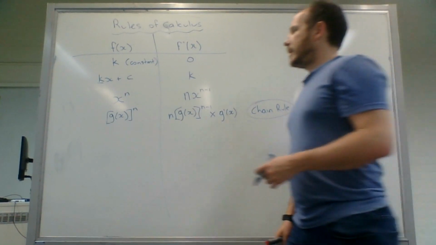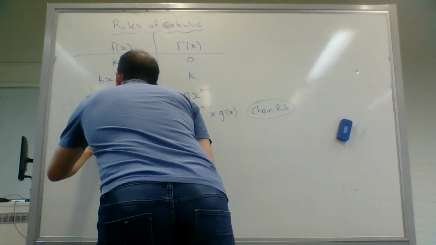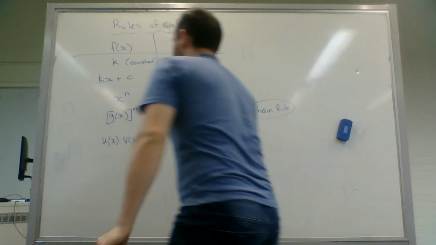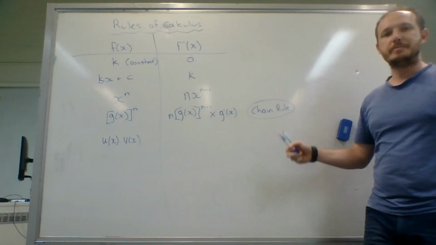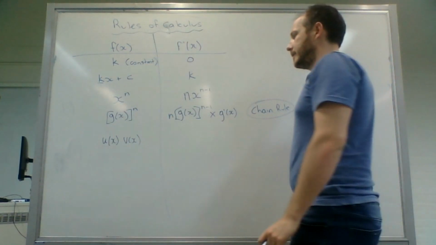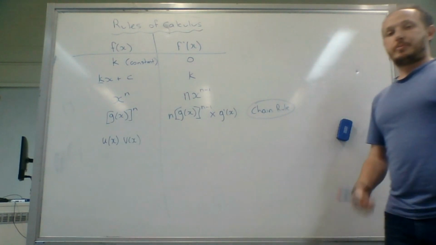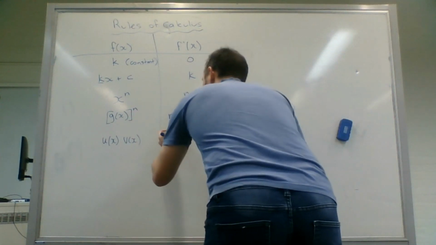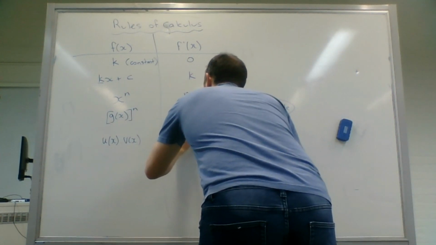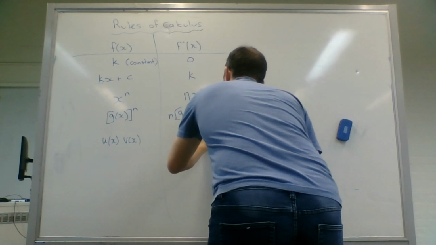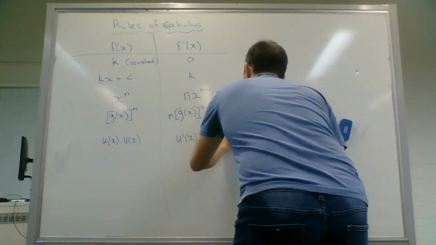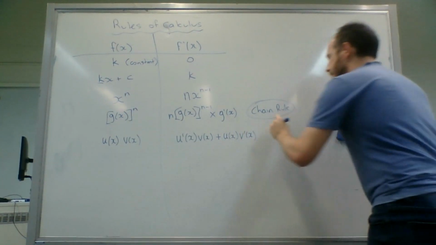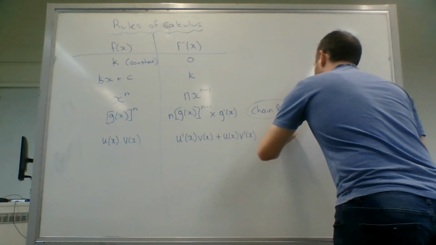Now, the next rule is if we have, let's say, u of x times v of x. Okay, so one function multiplied by another function, or the product of two functions. So this one is called the product rule. And the derivative is as follows: u dash of x times v of x plus u of x times v dash of x. Okay? And this one is called the product rule.